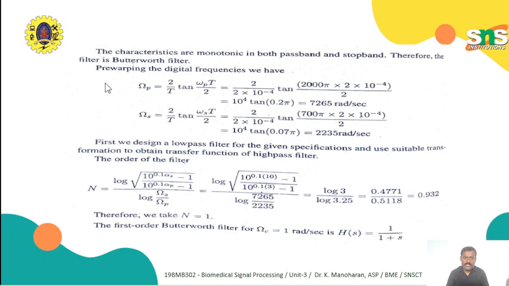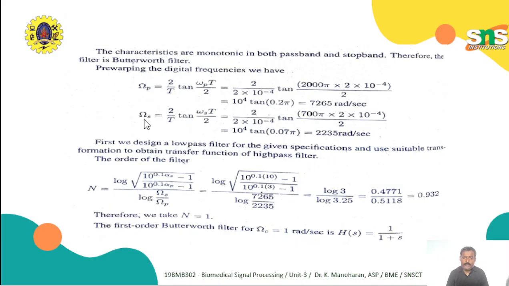Now I am going to find the pre-warped frequencies. For pre-warping we use omega p = 2 by T into tan of omega p T by 2. This symbol indicates an analog filter frequency and this symbol indicates a digital filter frequency. So that is 2 divided by 2 into 10 power minus 4, where 2 by T is the sampling term, into tan of 2000 pi into 2 into 10 power minus 4 divided by 2, which equals 7265 radians per second.